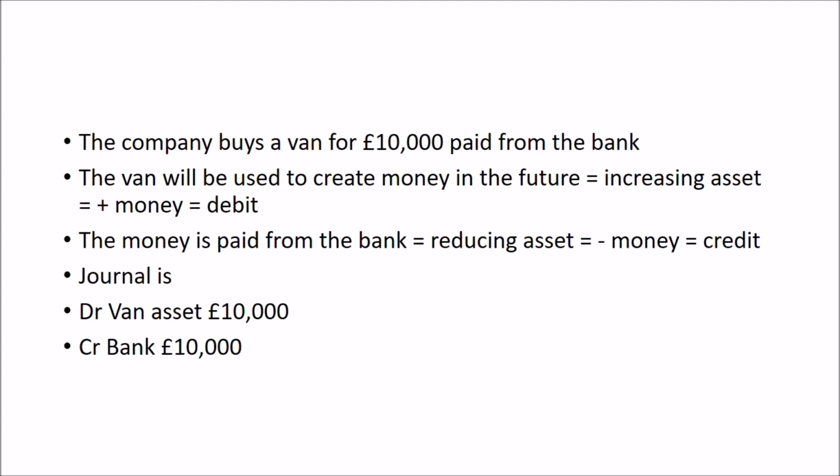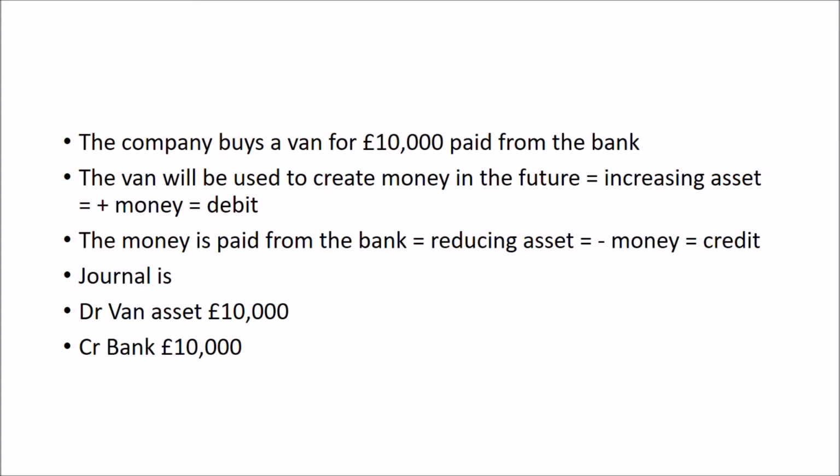We now have a situation where the company buys a van for £10,000 paid from the bank. The van's going to be used to create money in the future, or we could even just sell it now. So that's an increasing asset, so that's plus money, and that's going to be a debit. The money is paid from the bank, so that's a reducing asset, the money in item is going down. So that's minus money, and that's a credit.